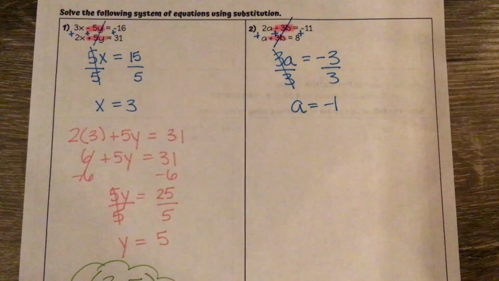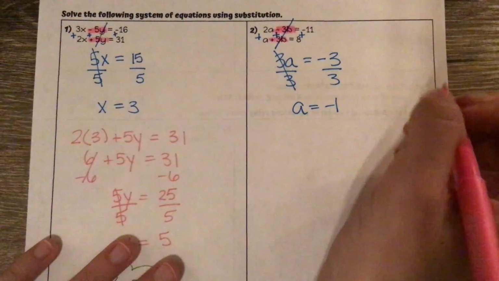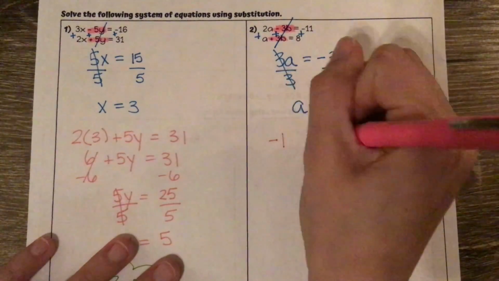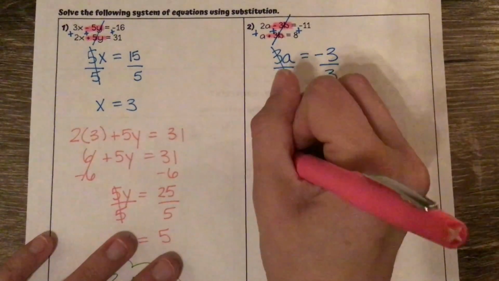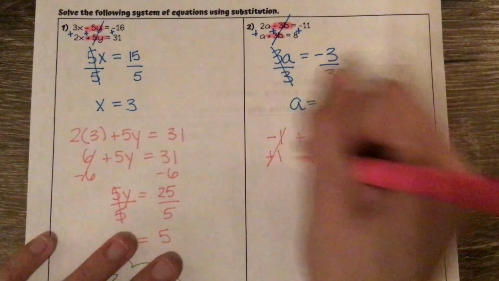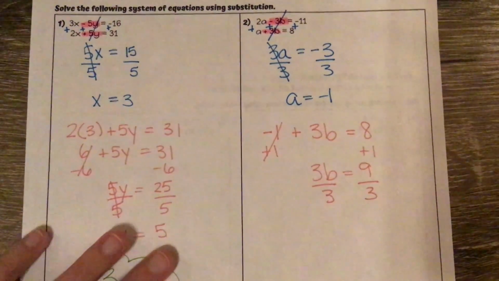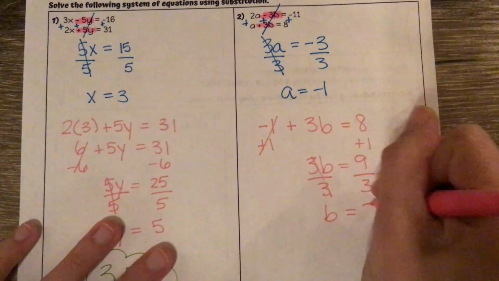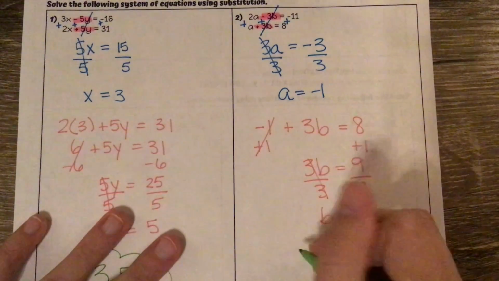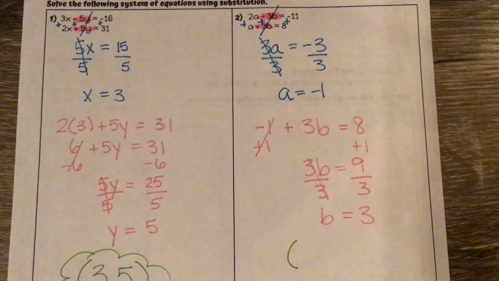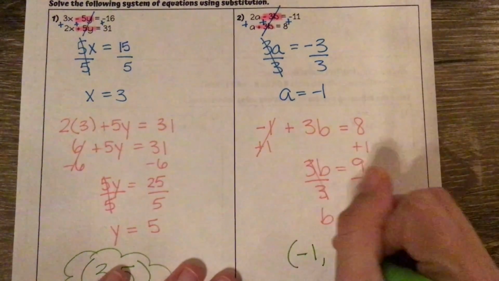We're going to take that, we're going to plug it into either equation. I'm going to plug it into the bottom one. We've got more positives and a smaller a value. So negative 1 plus 3b equals 8. I'm going to add 1 to both sides. I get 3b equals 9. Divide by 3, we get b equals 3. Remember, we write our answer as an ordered pair. I know we don't have x and y, but we are going to do it alphabetically. So a comma b. So negative 1 comma 3.